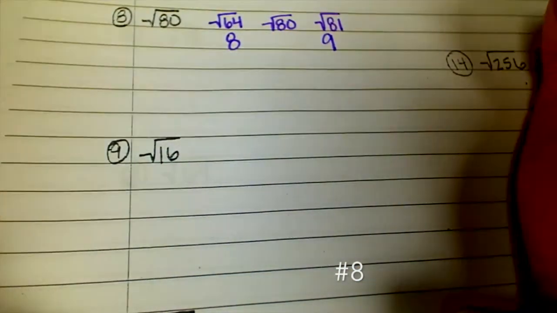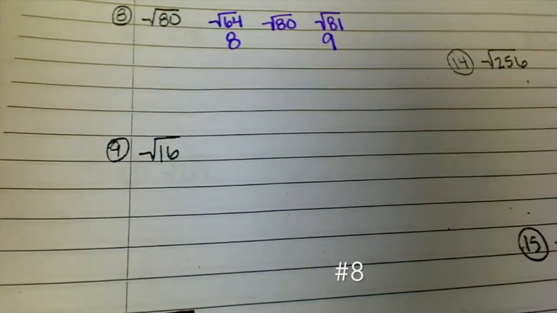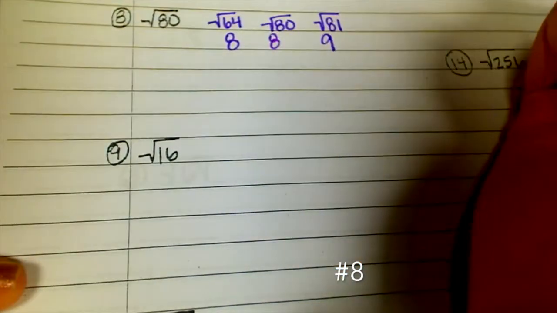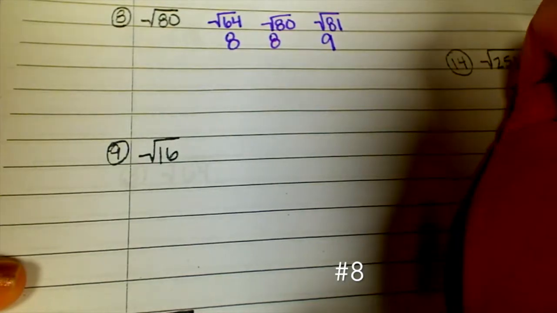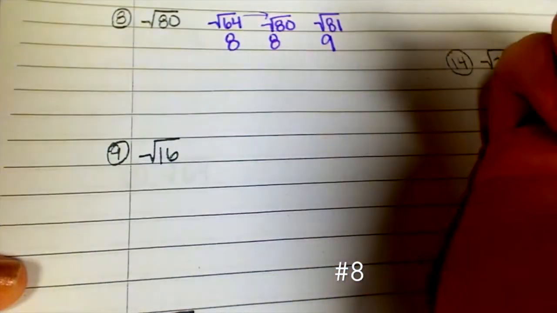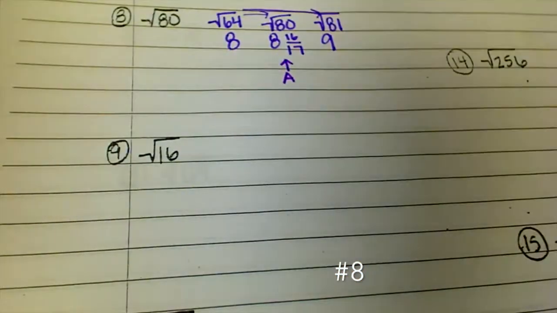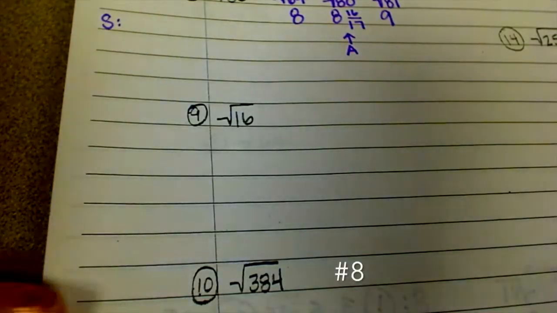What's our whole number going to be, 8 or 9? 8. And what is the distance between 64 and 80? 16. What is the distance between 64 and 81? 17. That's our approximation. What are the factors of 80?